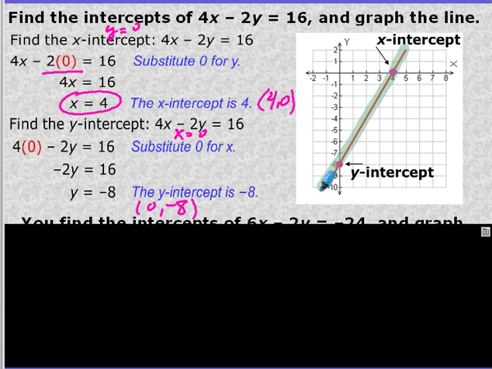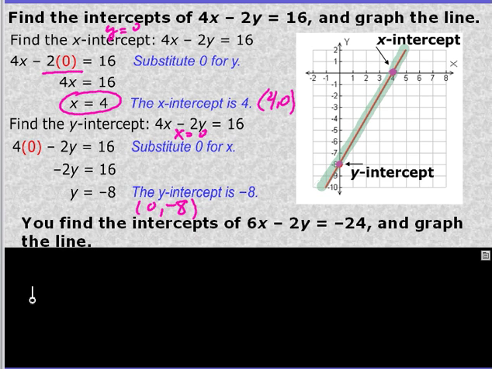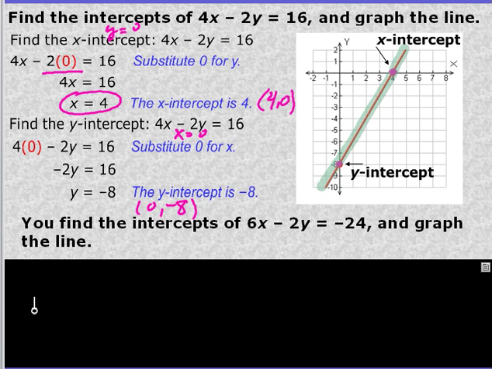So if your equation for your line is not in traditional form, which is y equals mx plus b, this is a nice way to find points to graph the line. So here's one for you to try. You should make sure you know how to do it.